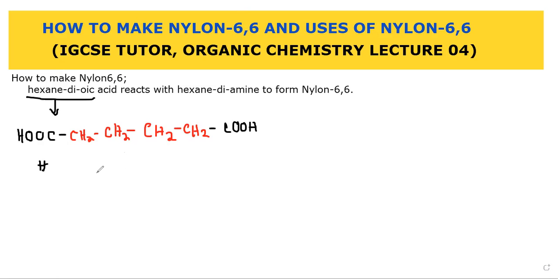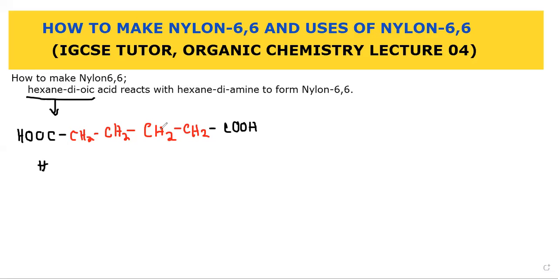So how to make nylon 66? To make nylon 66, we need two things. It is hexane dioic acid, and another one is hexane diamine. These two are going to react together and form nylon 66. So let's see how these two are going to react together and form nylon 66.